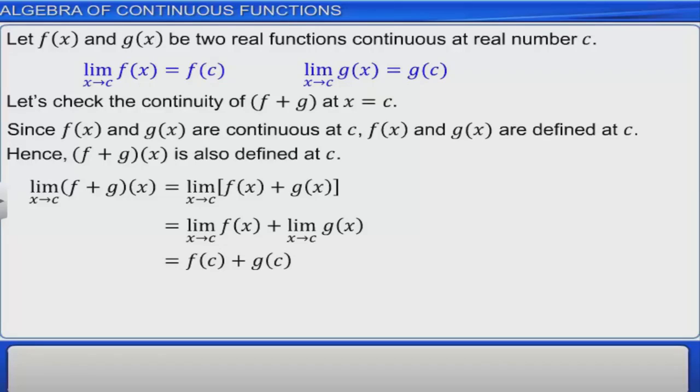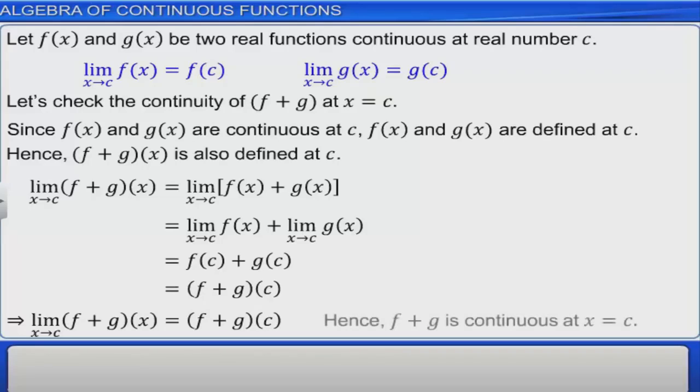Again, by the property of addition of two functions, it can further be written as (f plus g) of c. This means that the limit of the sum of the functions is continuous at x equal to c. Hence, the sum of two continuous functions is continuous at x equal to c.